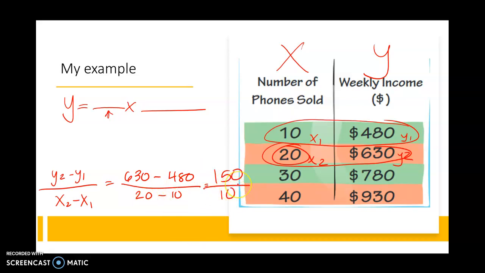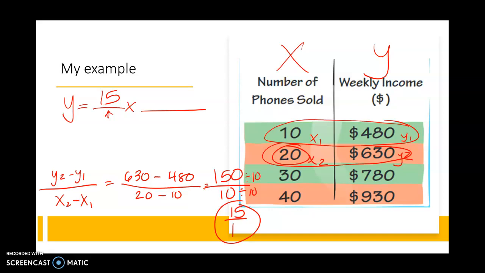is 10. I could divide both of these by 10. 10 divided by 10 is 1, and 150 divided by 10 is 15. So my slope is 15 over 1, or we could just say 15. So we have 15x. Now I got to figure out my y-intercept.